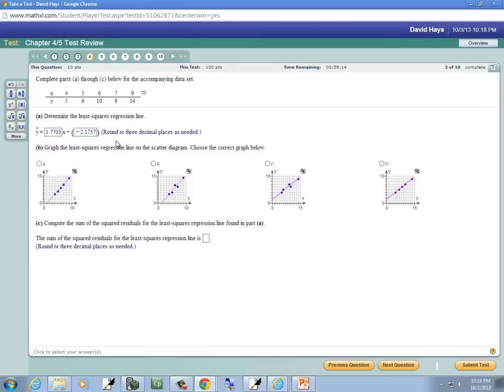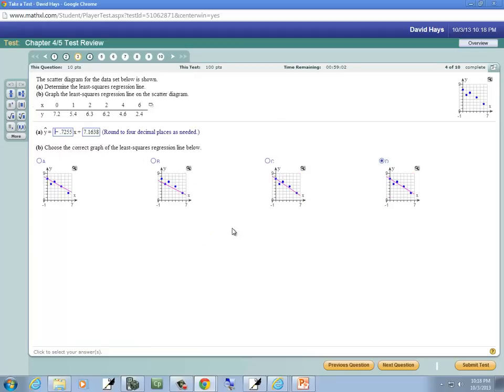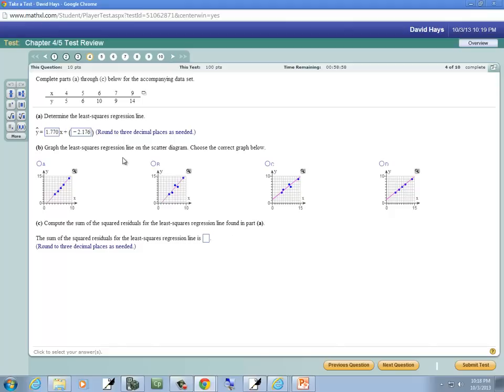3 decimal places. Whoa. Did I read this other problem wrong? Let me go over and look at it. 4 decimal places. Ah, nice consistency. So I want to keep you on your toes.